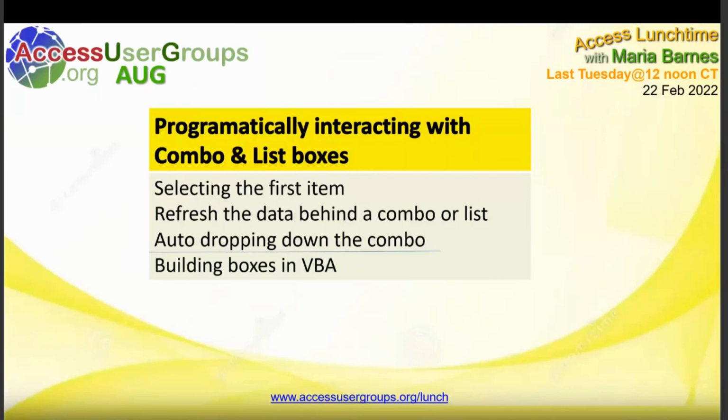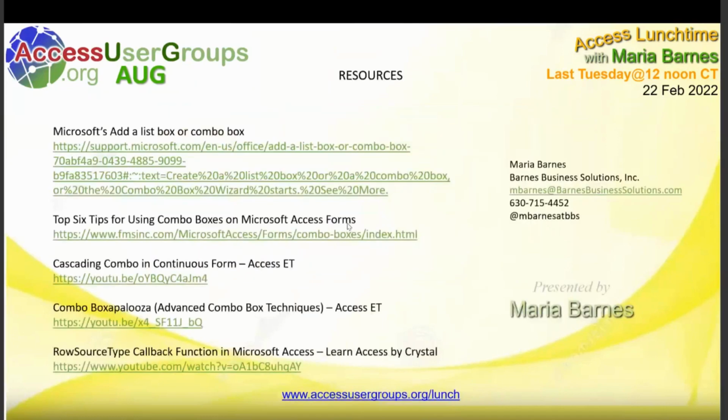Let me just go on to my last slide. This first link that I have is Microsoft's Add a List Box or Combo Box. It's fairly basic and only has a few properties, but it also has some links to others. This is also a good resource from FMS on top 6 tips. There have been a couple of recent presentations in Access ET that are both up on YouTube. Here are 2 links for them.